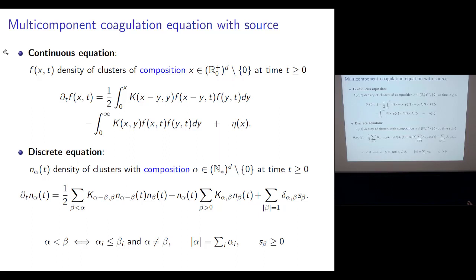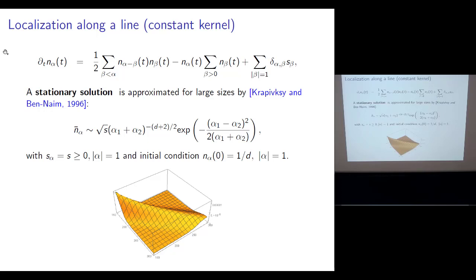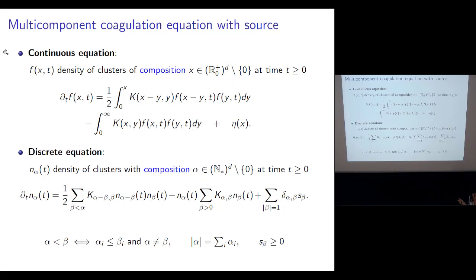So in this work, we use the discrete equation, and we want to try to look for solutions with this shape. Maybe I should say that for these equations there's even less theory. There has been some. They have been solved also in the explicitly solvable kernels, so the constant, product, and sum. But otherwise, there's not much theory about them.